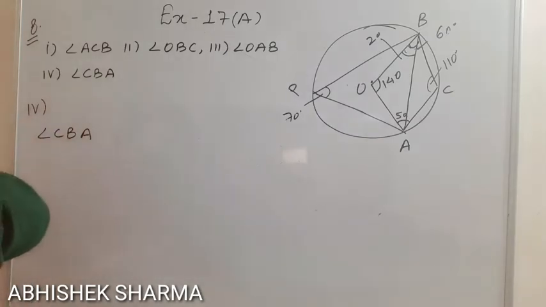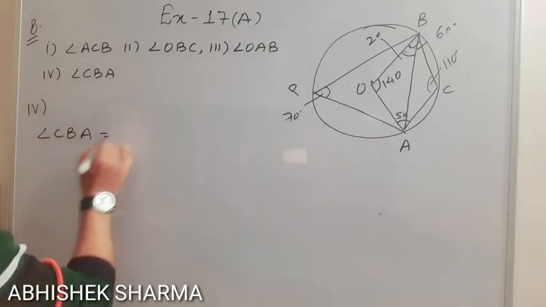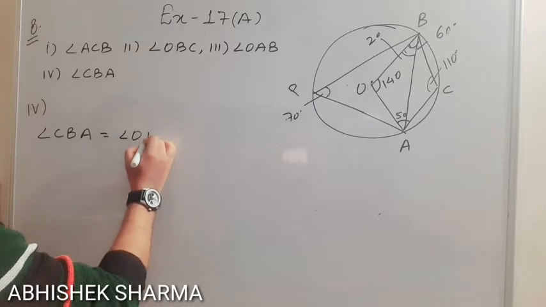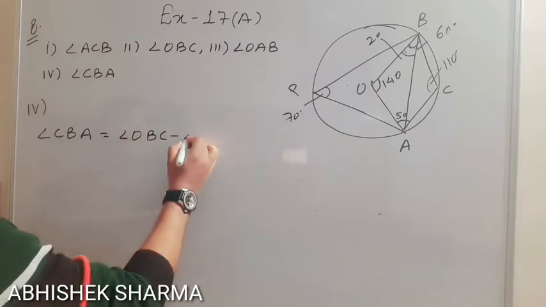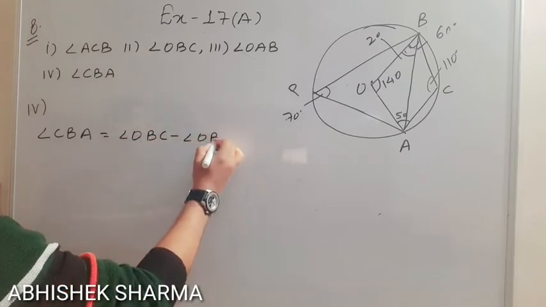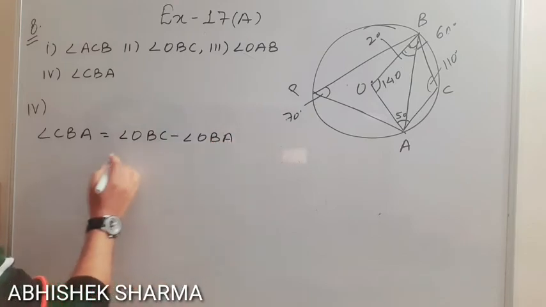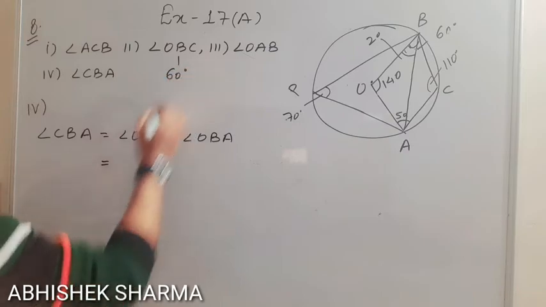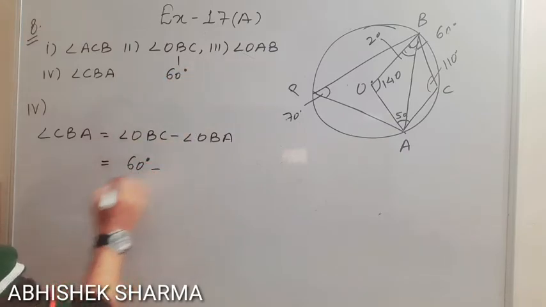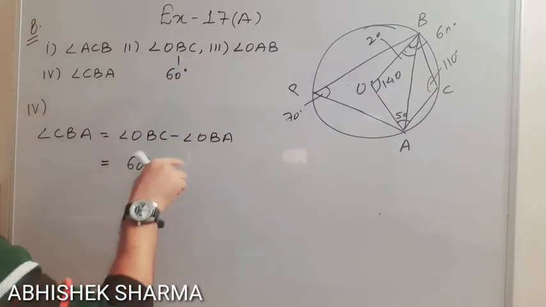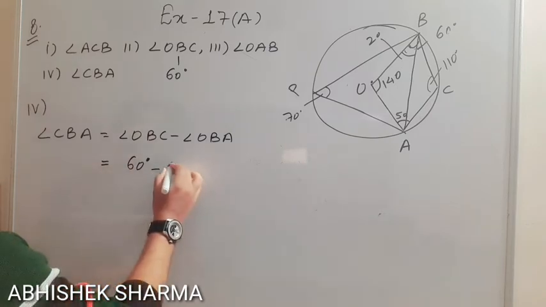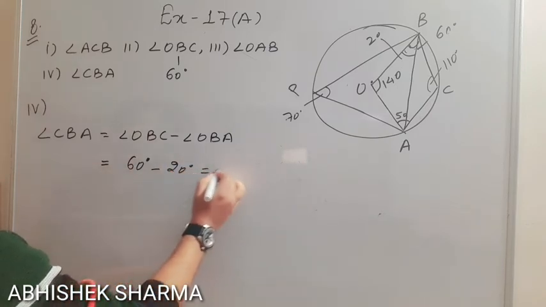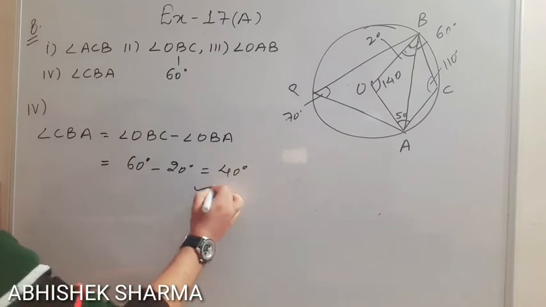Now CBA, we can say angle OBC minus angle OBA. OBC, what we have calculated? The value of OBC we calculated is 60 degrees. And OBA that we calculated as 20 just now, and the answer is 40 degrees that we have calculated.